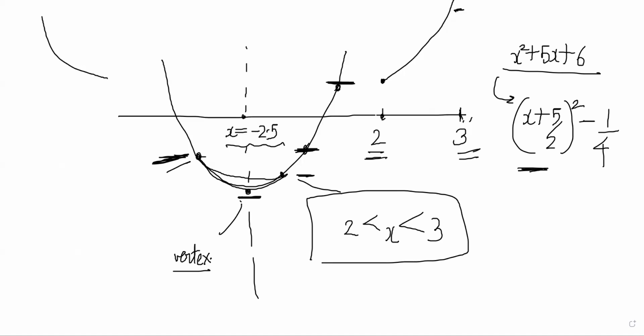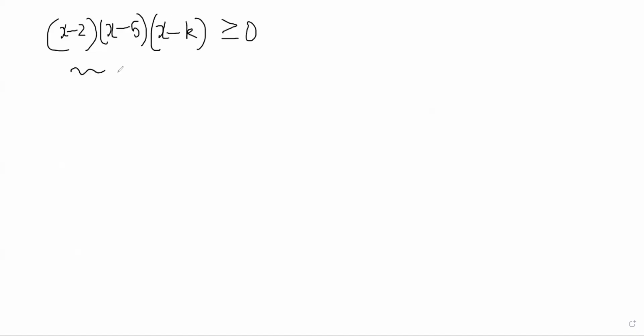Well, find all values of k such that the graph of the inequality consists of a single interval on the number line. We want one single interval on the number line. Right now, the thing is looking like (x minus 2)(x minus 5)(x minus k) is greater than or equal to 0, right? Yeah.